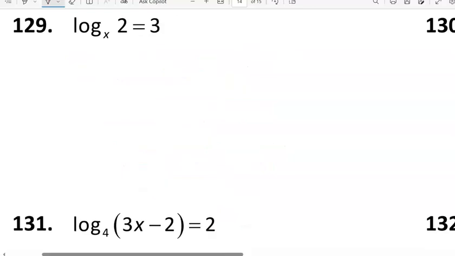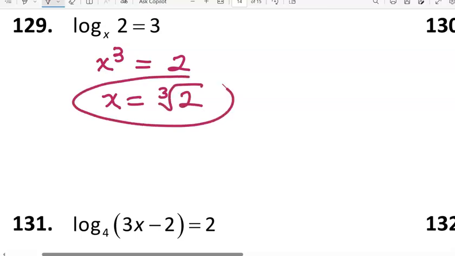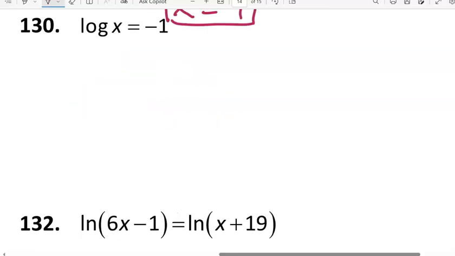In 129, log base x of 2 is equal to 3. We can rewrite in exponential form. Our base is x, and our exponent is 3, because a logarithm equals an exponent, and that's equal to 2. We can solve by taking a cube root on both sides, so x is equal to the cube root of 2.